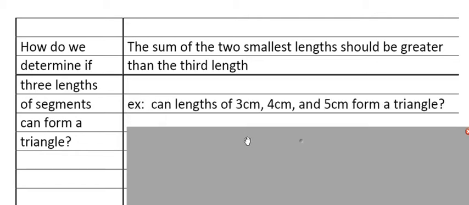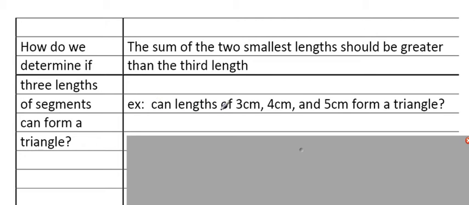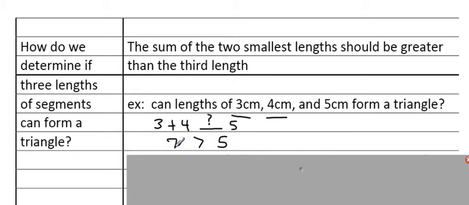So for example, can the lengths of 3 centimeters, 4 centimeters, and 5 centimeters form a triangle? We would find the sum of the two smallest, so 3 plus 4, and compare it to the side length of 5. If 3 plus 4 is greater than 5, then it forms a triangle. If 3 plus 4 is less than or equal to 5, it does not. And 3 plus 4 is 7, which is greater than 5. So, yes, side lengths 3, 4, and 5 can form a triangle.